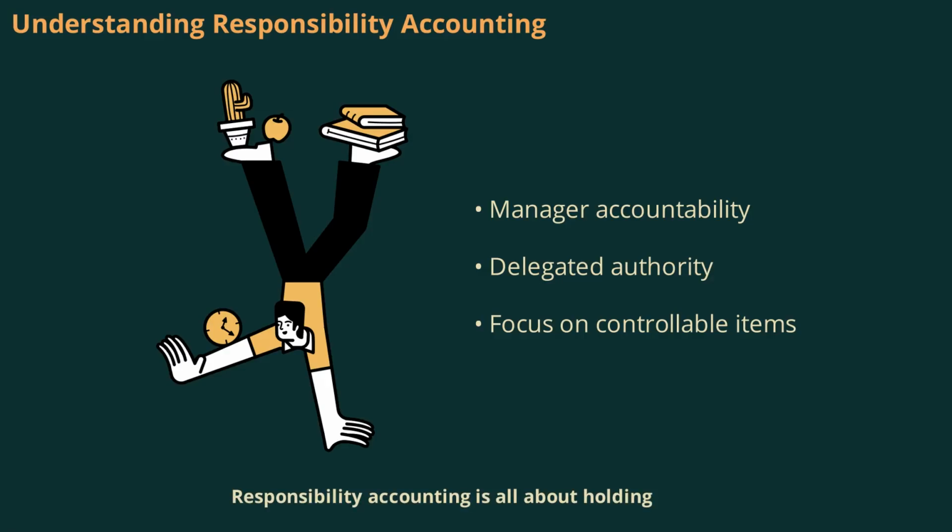Responsibility accounting is all about holding individual managers accountable for specific costs, revenues, or assets. It's an information subsystem within the broader performance management framework. This approach works best when authority is delegated, but it can be adapted to any organizational structure. The key idea is that managers should be evaluated based on the items they can control. This ensures fairness and encourages managers to focus on optimizing their areas of responsibility.